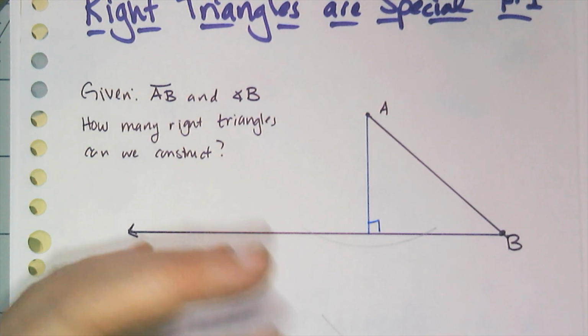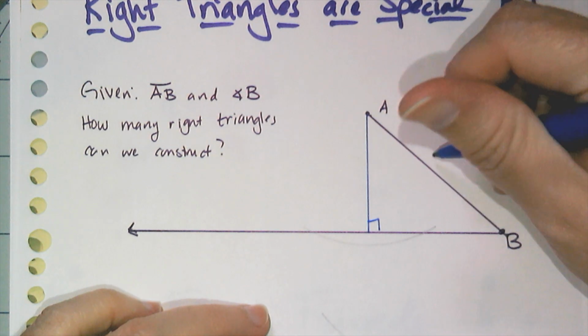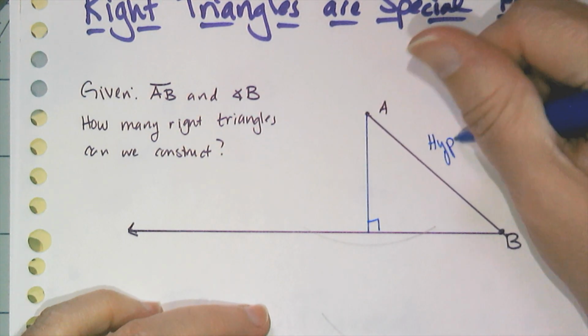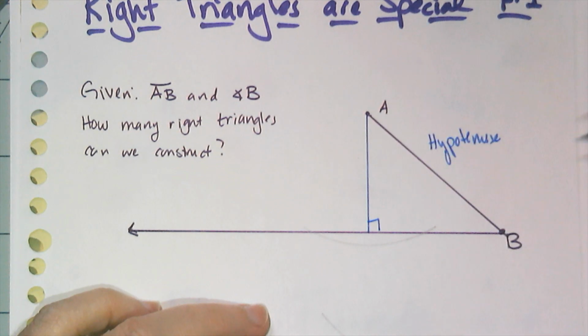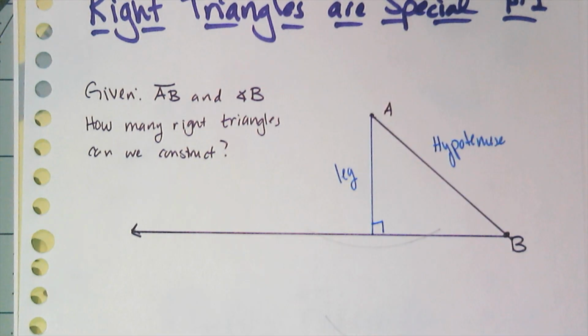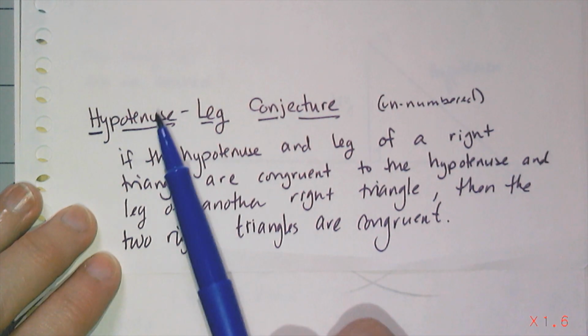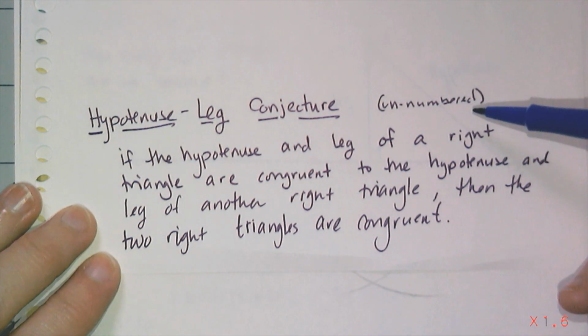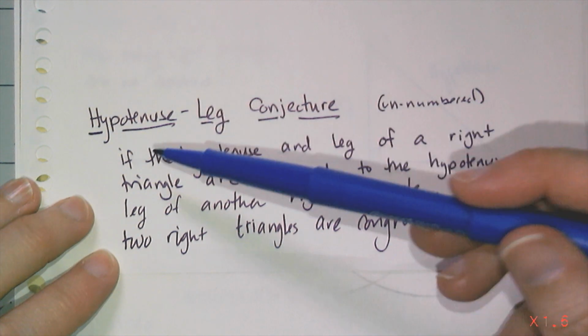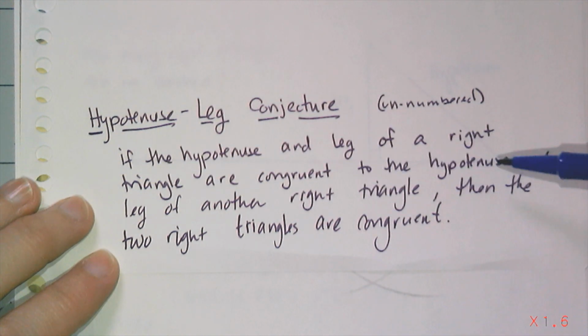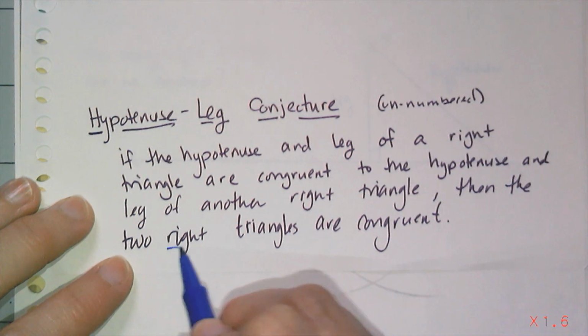And so if I think about what the sides are, well, this side we call the hypotenuse, right? And this shortest distance, we don't call it a shortest distance, we call it a leg. If I know that I have two right triangles and they have congruent hypotenuses and congruent legs, I can say those two triangles are congruent. I don't have to do anything else. So we call this specifically the hypotenuse-leg conjecture. It is an unnumbered conjecture, kind of like an extra. So if the hypotenuse and leg of a right triangle are congruent to the hypotenuse and leg of another triangle, then the two right triangles are congruent. And remember, it only works for right triangles.